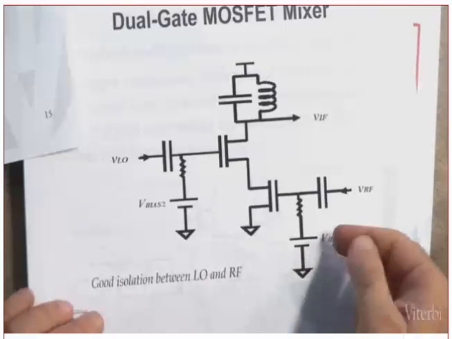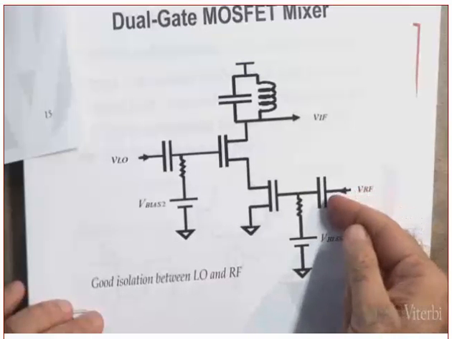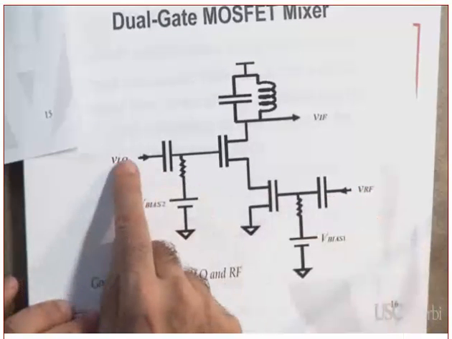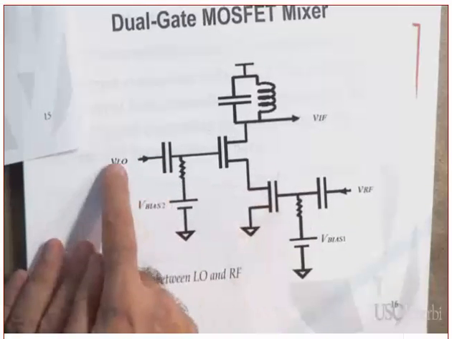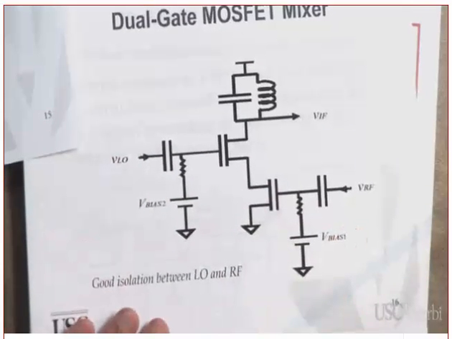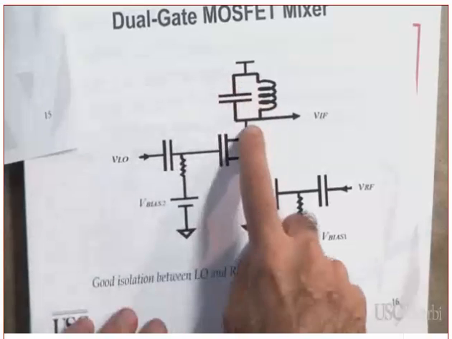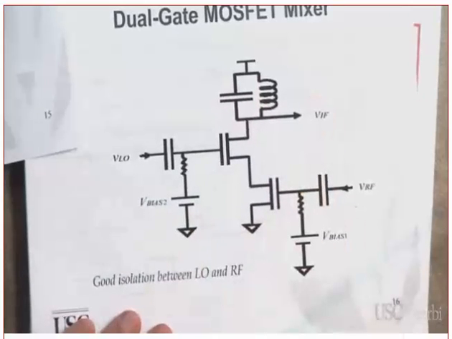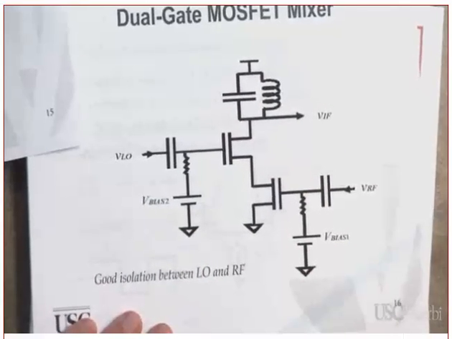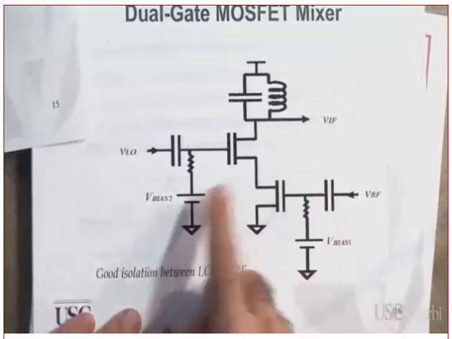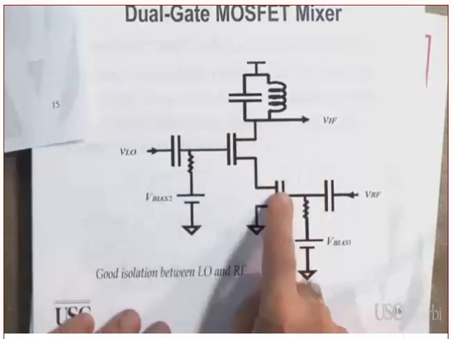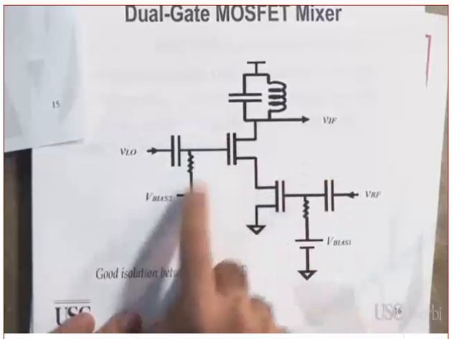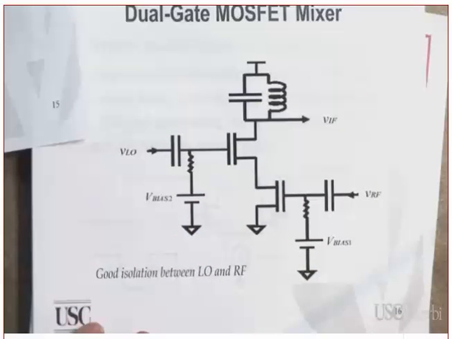Are you following or not? You are applying the VRF in here. You are applying the VLO in here. Clear? The isolation between the LO and the RF is better. This is again the tank circuit, and I'm taking the IF from here. Clear? By the way, every circuit has its own biasing. These are 2 different transistors, this one and this one. There's the biasing of this, there's the biasing of that.